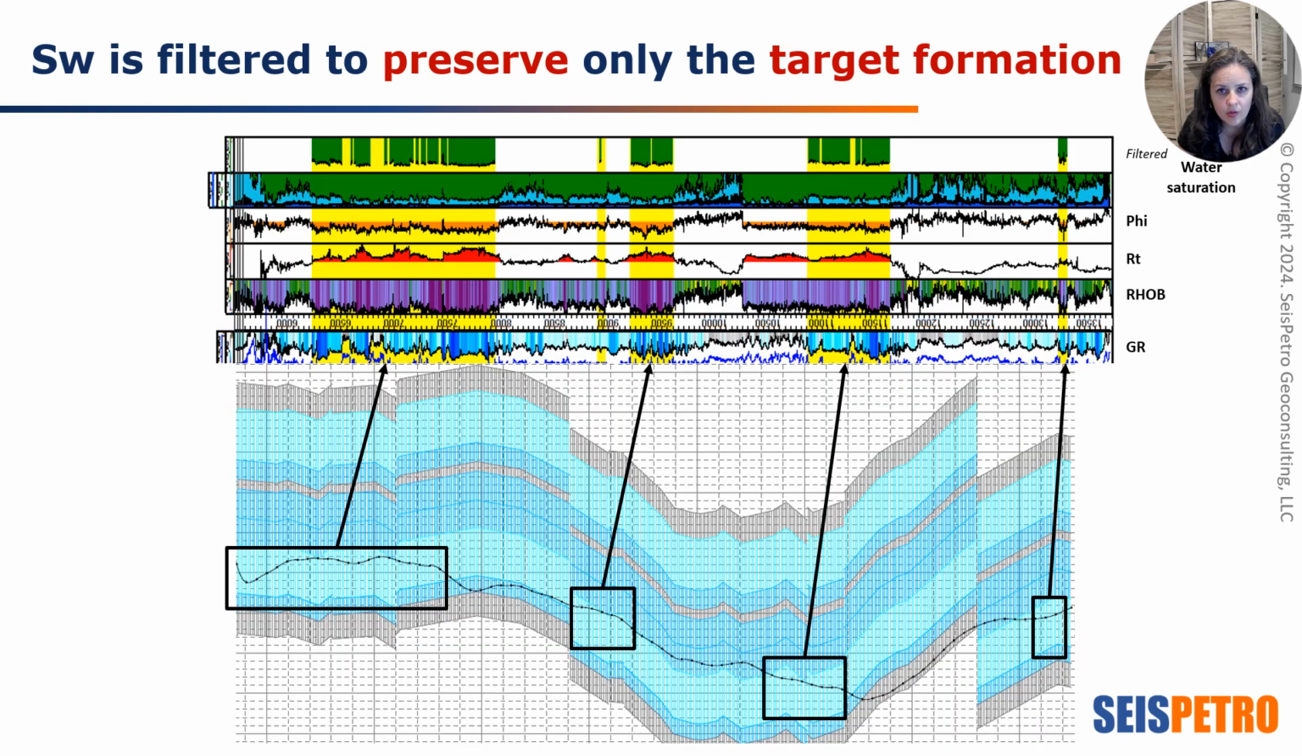Here is another example of how we filter the data. We have the same logs, just shown horizontally, with the filtered water saturation curve at the top. You can see that when the wells cross the formation, in this case the lower light blue interval, those are the only places where we are preserving the water saturation curve.